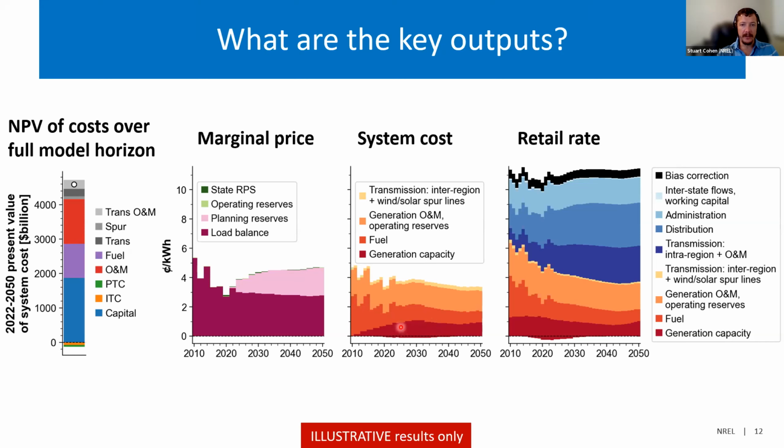More recently, we've created a module that does post-processing and is intended to estimate the conversion between some of these more wholesale marginal cost metrics and think about what would be the additional cost for transmission, distribution, administration, and so on, in order to come up with an estimate of actual retail rates.